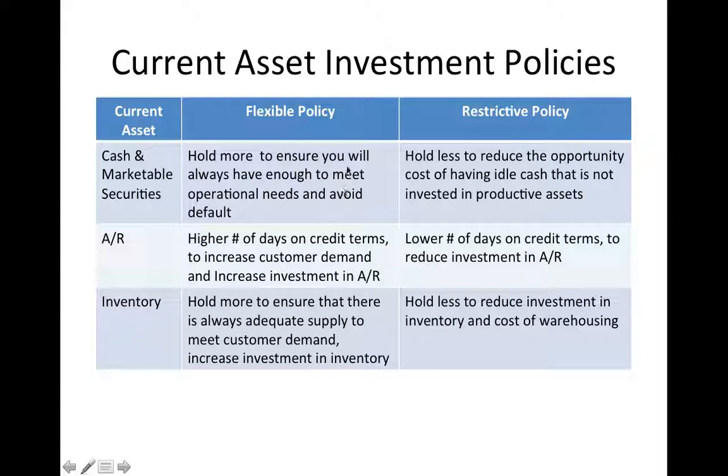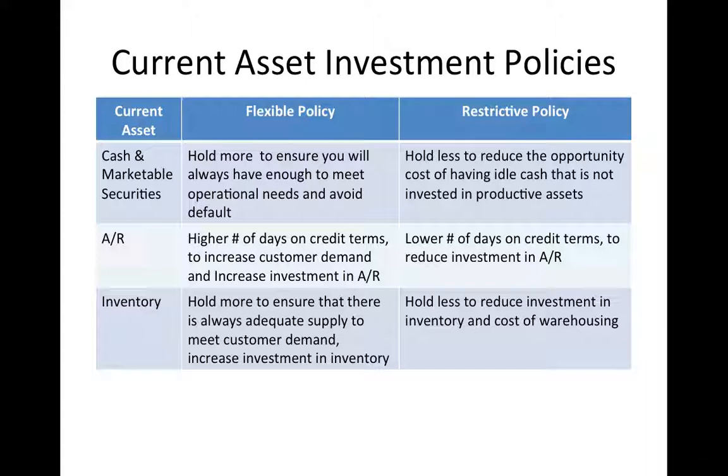So under a flexible policy, just think of it as, I'm going to invest a lot in all of these assets. So I might hold more cash and marketable securities so that I know that I always have enough cash to meet my needs. I might offer a higher number of days in credit terms so that I can get the maximum benefit in terms of customer demand. Obviously, that's going to increase the amount of investment in accounts receivable, and I'm going to need cash for that, right?